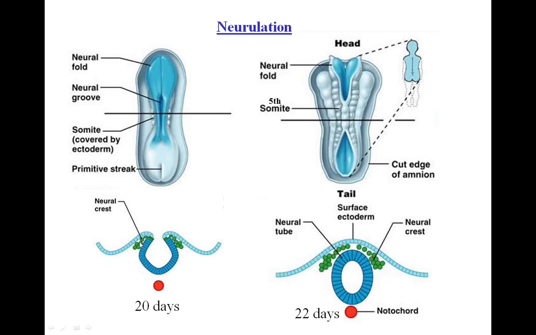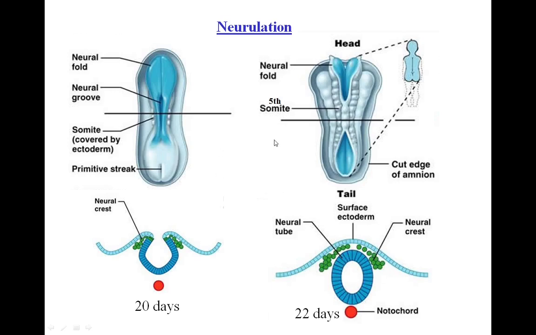So they will be separated and migrated to various places. Gradually the surface ectoderm joins with each other over the neuroectoderm. The neural plate joins with each other to form the neural tube. Over that, the surface ectoderm will fuse with each other to form the skin over the neural tube.